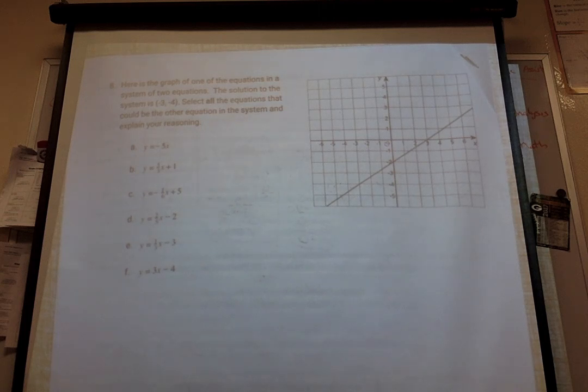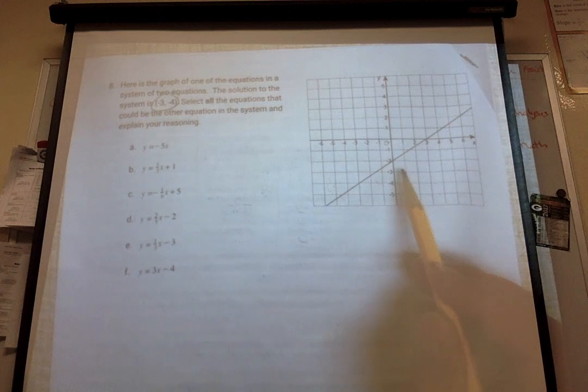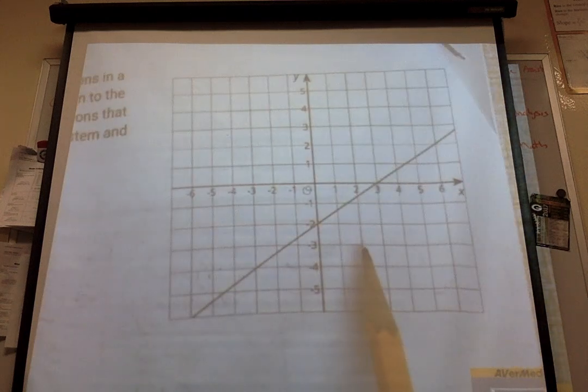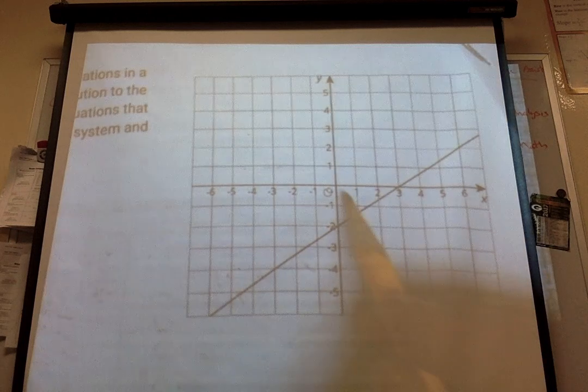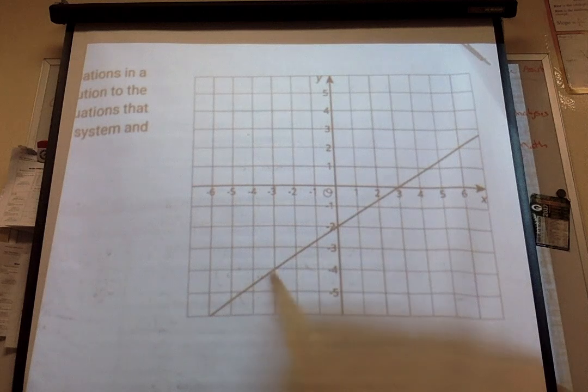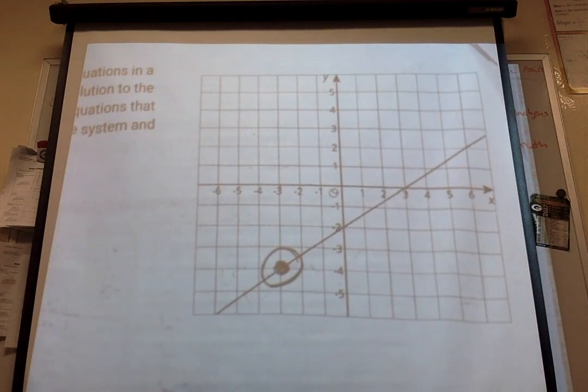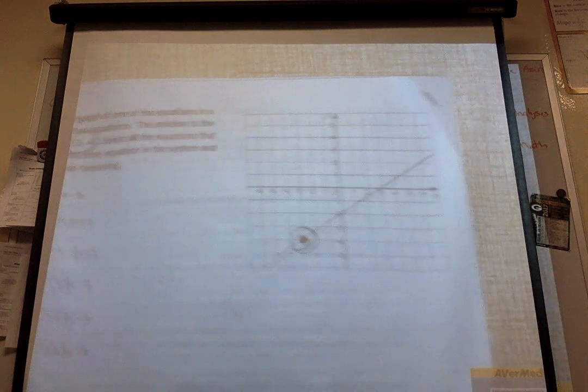So we've got to find all the ones that are going to cross at (-3, -4). So we need to cross right there. So let's find that on our coordinate grid. If we zoom in, to find (-3, -4), I start at the origin. I want to go left 3 and then down 4. So this is where our lines have to cross, right at that point. That's (-3, -4). If our line does not cross at that point, it is not a solution to this system. So we just have to test them out.